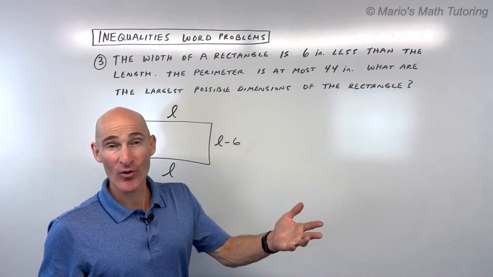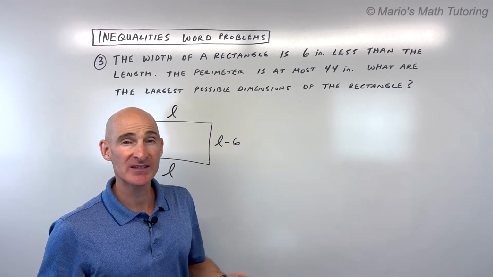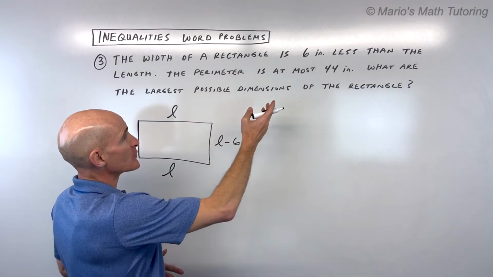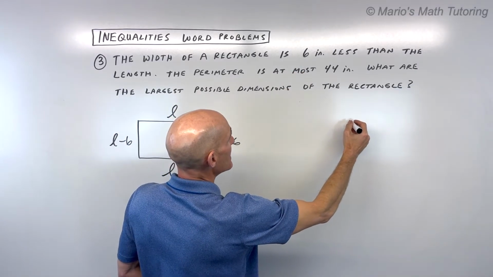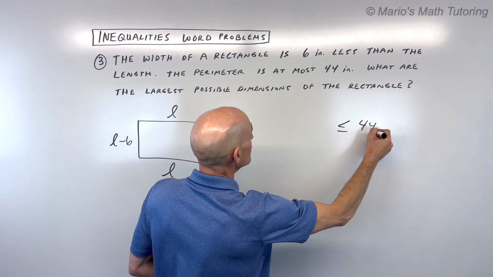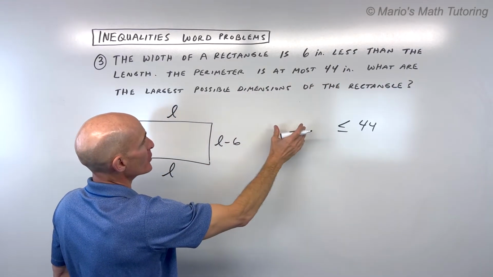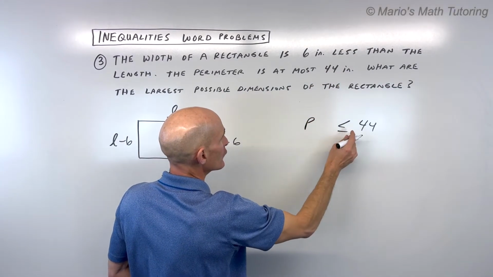So could you watch it for 1 hour? Yeah, that'd be okay. Could you watch it for less? Yeah, that'd be okay. You just can't watch it for more. So when you see that word "at most," that means that it has to be less than or equal to 44 inches. So the perimeter has to be less than or equal to 44 inches.